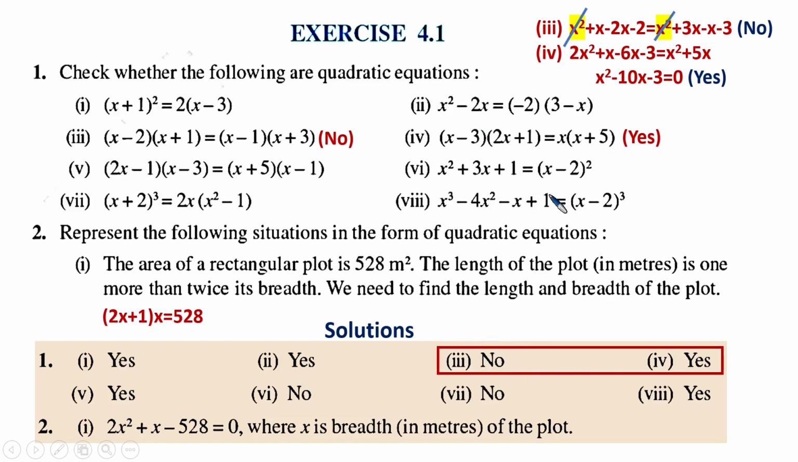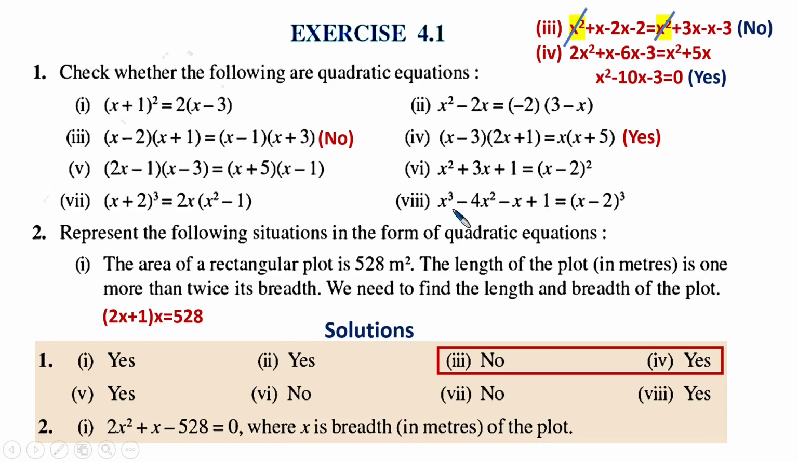Third one is no. Why is it no? Because if you expand, this x square and this x into x square, both x square get cancelled. So now this is not quadratic. You can rearrange them and there is no x square term. And the fourth one: there is 2x square, x, 2x square and this x square. So only one x square remains, if I bring this x square here. So yes, it is quadratic.